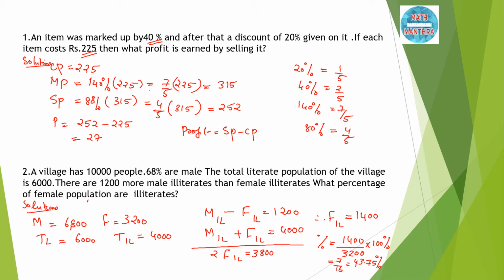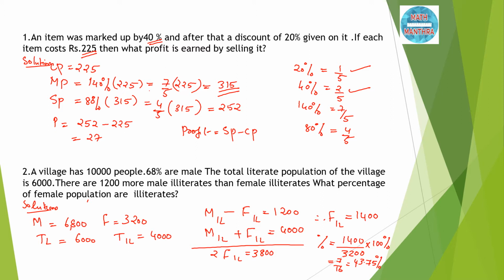So 140%, to directly calculate this 140% of 225, it is time consuming. We can convert this into corresponding fractions. So we know 20% stands for 1/5. So 40% will be 2/5. 140% will be 7/5. So this conversion, if you learn very thoroughly, problem solving becomes very easy for you. So 7/5 of 225, again you can cancel the common factor and what you get is 315. So that is the mark price of this article.